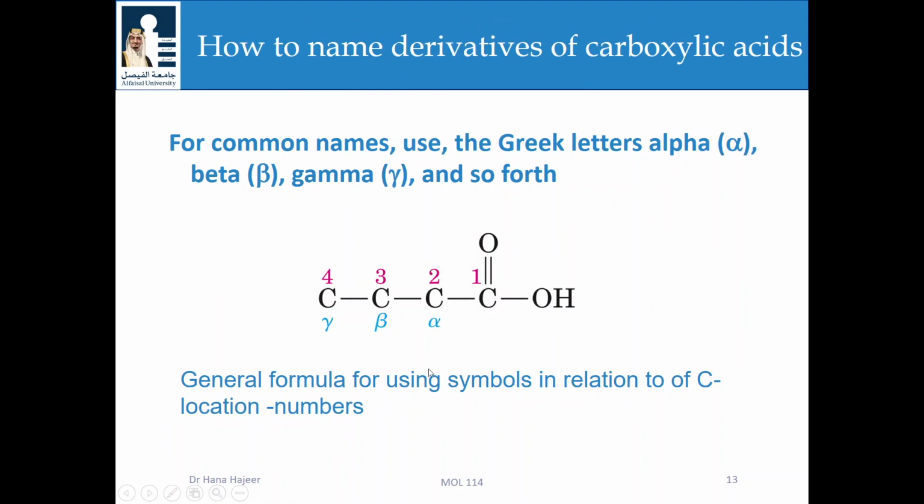So now we also know why we call it alpha, because the terminology used to name or number the carbons in carboxylic acid group derivatives is to number carbon number 2, the one after the carboxyl acid group, as alpha, and that's it.